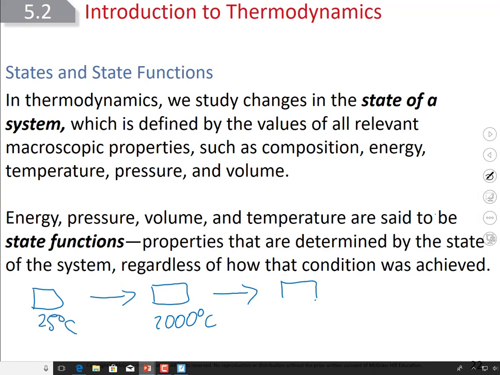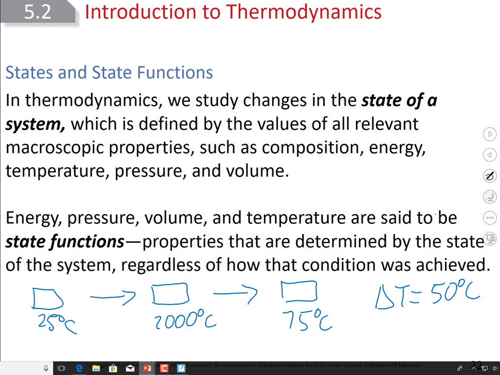And then I let that thing sit there for a while, and I measure it again. It has cooled back down, and it's at 75 degrees Celsius. For this object, what is the change in temperature? 50 degrees Celsius. Did this middle step matter at all? No. I could have gone straight from 25 to 75, and it would have been the exact same change in temperature. So change in temperature is a state function.